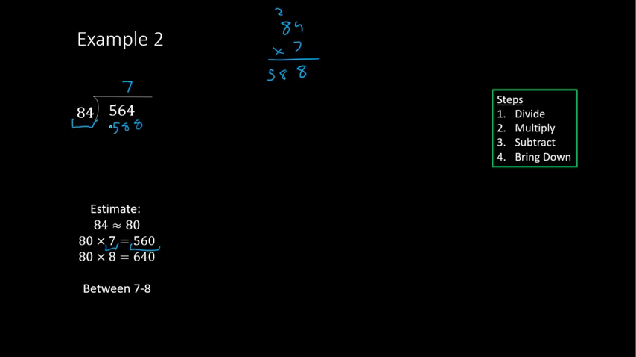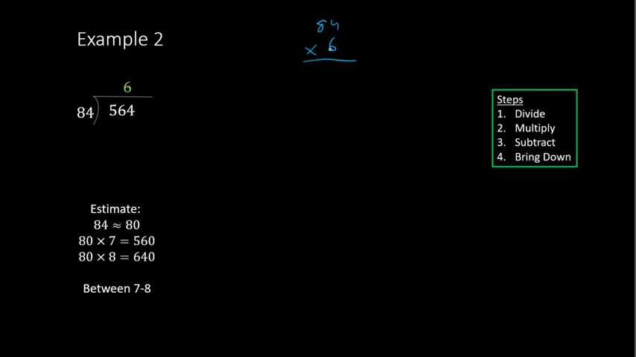We cannot subtract 564 minus 588 because 588 is bigger than 564. So what that means when you see that is that the number we picked, the 7, is too big. We need to decrease it and go to 6 instead. So let's try a 6 up here instead. So that was step 1 of dividing. Step 2 is multiplying. We would do 84 times 6.